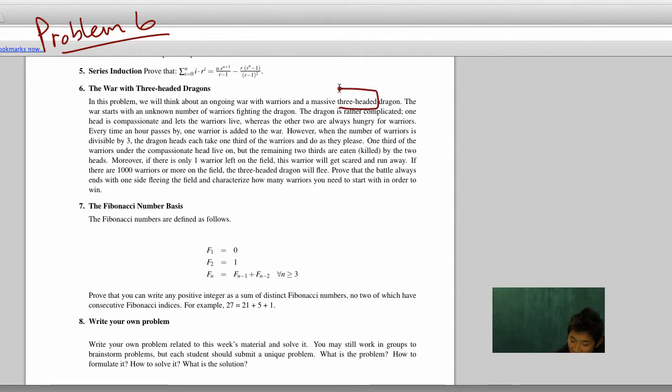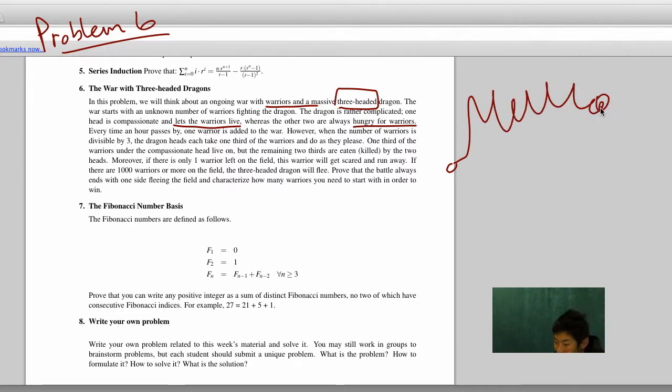So you have a 3-headed dragon, and right from the outset there are heads that let warriors live and other heads that eat warriors. You get this sense of noise inside the problem, but you can obviously use induction to get from point A to point B without all the noise. Now let's see what other clues we can get from this.